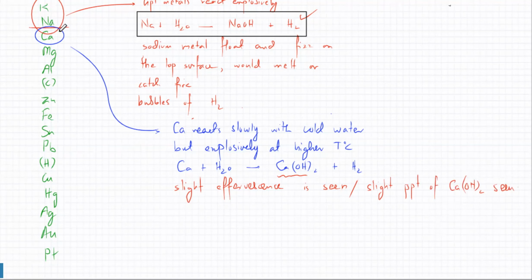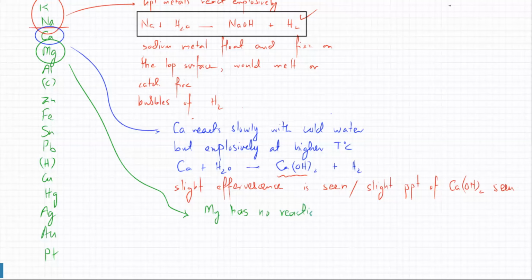The next one is Mg, which has kind of the same reaction, except that with Mg the reaction is a lot slower. With Mg, the reaction is really, really slow and almost doesn't take place. You can say that it almost has no reaction with cold water. So again, the reactivity is decreasing.